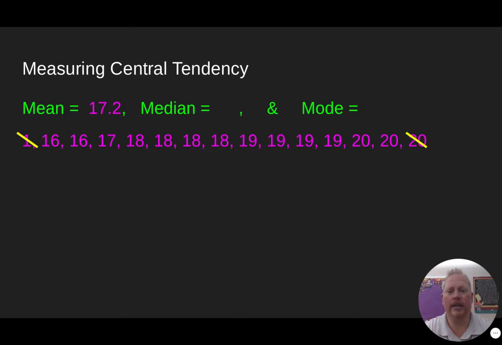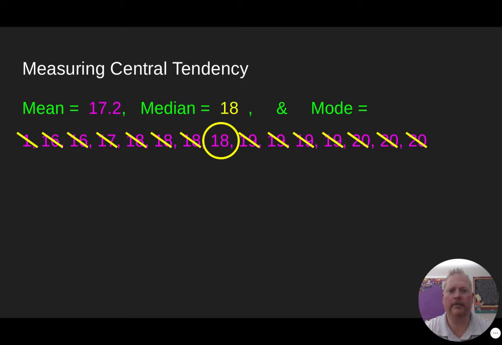Now let's go back to the original list and do the median. Let's start crossing off numbers until we get to the very center and there's a single number there. That's my median. That tells me that half the people did worse than 18, half the people did better than 18. Okay, so if this is a 20-point quiz, if half the people did better than 18, I'm pretty happy with that. Now let's take a look at the mode.